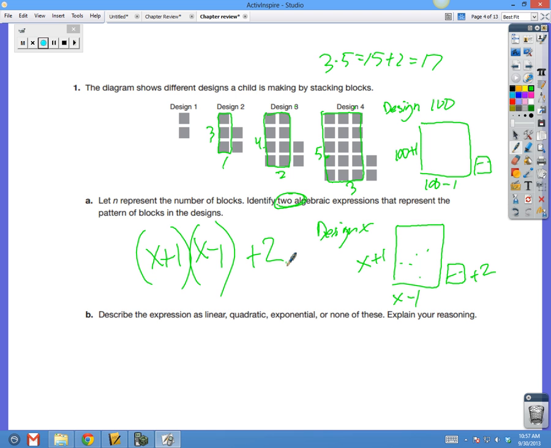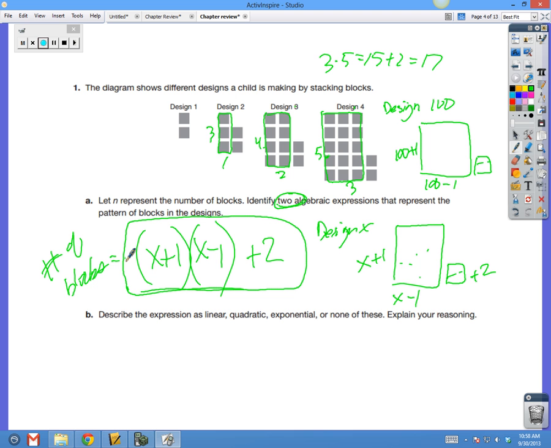And you can stop right here. This is perfect. You can call that good. This formula right here will give me the total number of blocks. But if you want to distribute that through and simplify that, you can do that, and that will also be full credit.